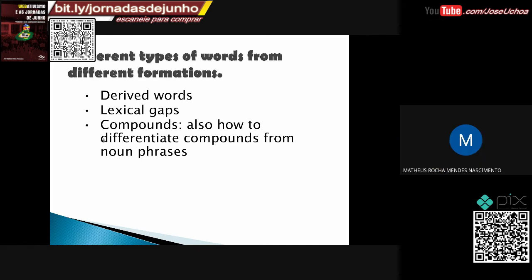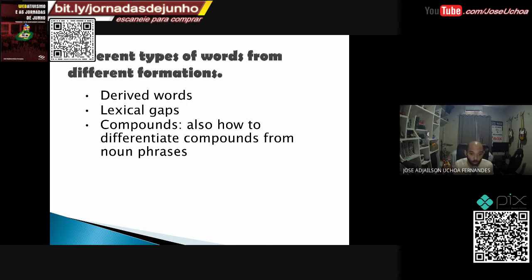Light posts too. Those things are in the streets. Light posts, I don't know if that's the name. Lamp, yeah, lamp posts. So you have lamp and you have post and you have lamp post. Okay, so these are compounds.